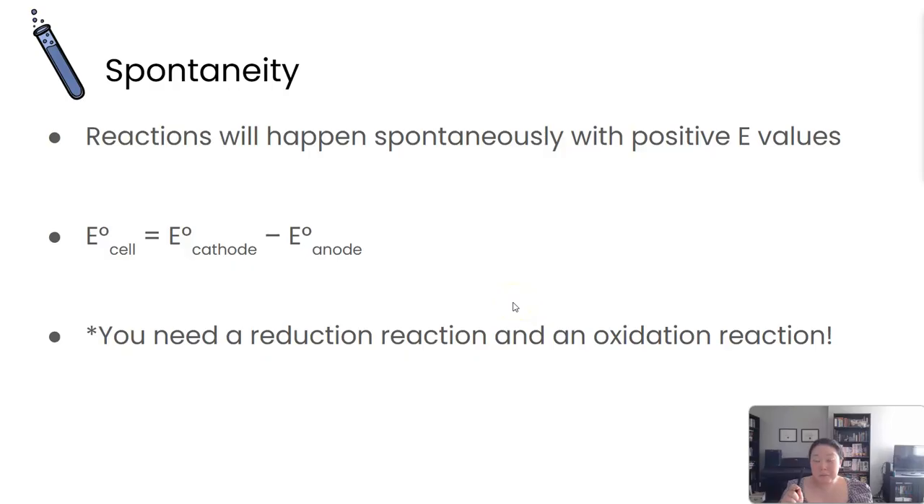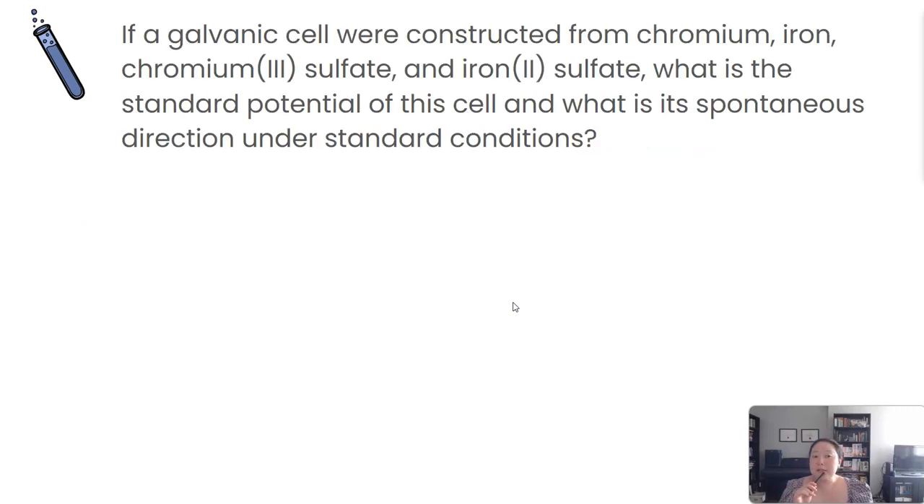Also, something to keep in mind when you're looking at this lesson or anything from the next one on reactivity: when you have a redox reaction, or if you're trying to have a redox reaction happen, you will need both a reduction reaction and an oxidation reaction. If both of them are reduction, that's not going to work. If both of them are oxidation, that's not going to work either. So let's take a look at this example.